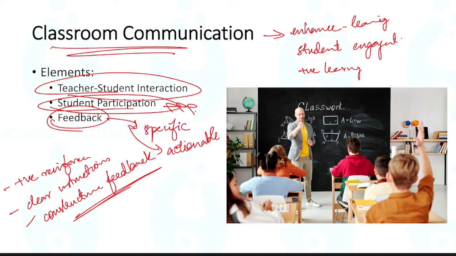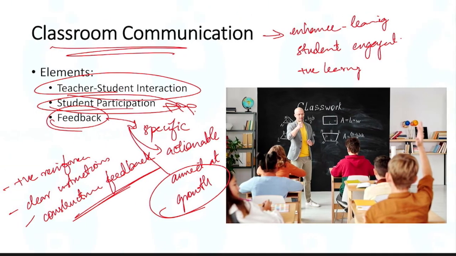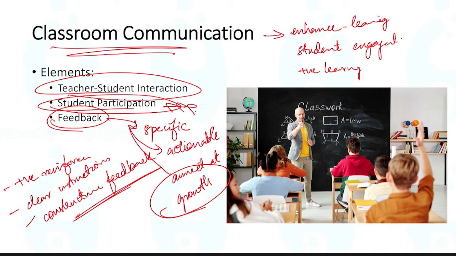Next, it should be aimed at what? Aimed at helping the students grow. Aimed at the growth of the students. Always remember, the growth of the students is the major aim of the teacher, right? So that is done via this constructive feedback. Fine. So that was about effective communication and different forms of communication.